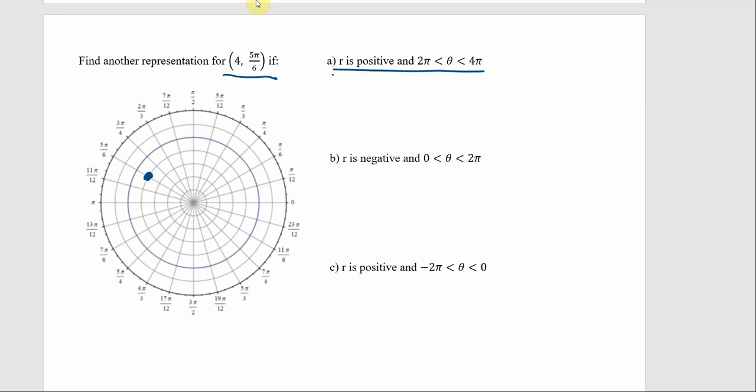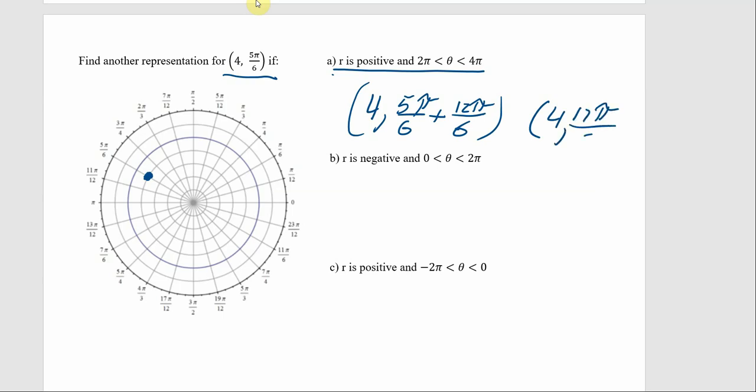That r is going to be positive, but I want my angle to be between 2 pi and 4 pi. So that means I'm going to come around here, and I'm just going to have to come around 2 pi more. So basically, 4 is still going to be positive. I'm going to take this 5 pi over 6, and I'm going to add 2 pi to it. So that's going to be 12 pi over 6, or the point could be 4 and 17 pi over 6. And that would give me the same exact point that I have here.